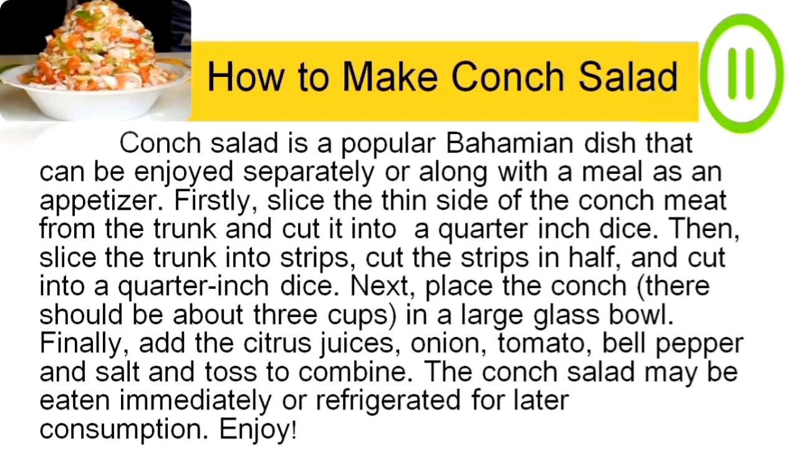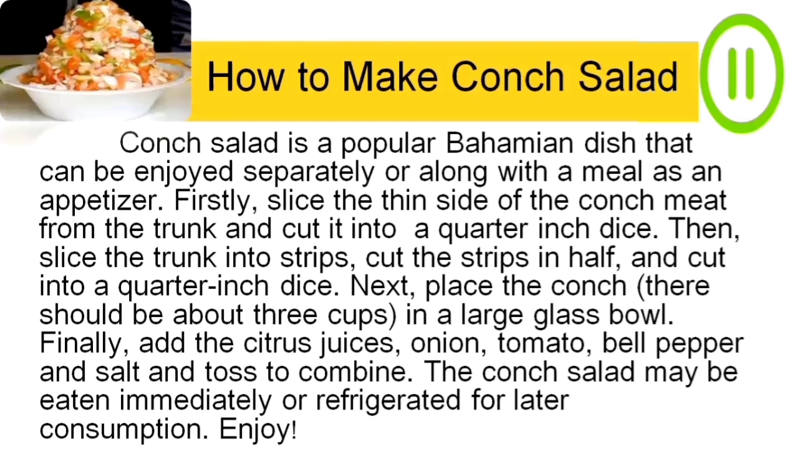Firstly, slice the thin side of the conch meat from the trunk and cut it into a 1/4-inch dice. Then slice the trunk into strips. Cut the strips in half and cut into a 1/4-inch dice. Next, place the conch, there should be about 3 cups, in a large glass bowl. Finally, add the citrus juices, onion, tomato, bell pepper, and salt, and toss to combine. The conch salad may be eaten immediately or refrigerated for later consumption. Enjoy!